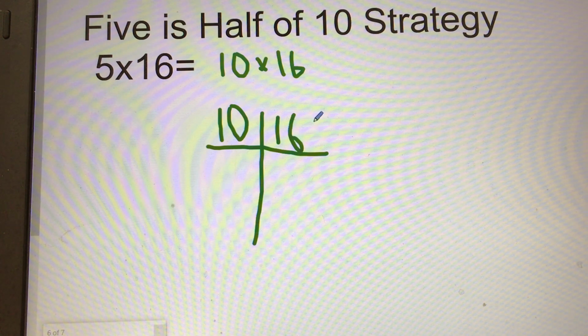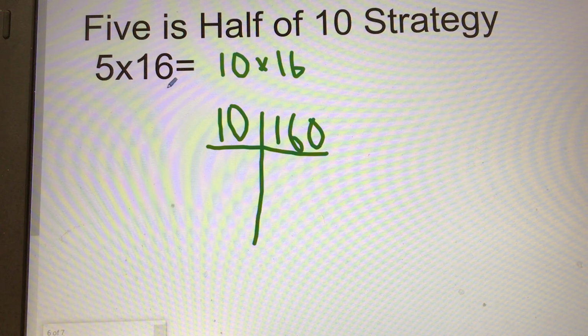160. We like this problem because 10 has a 0 in it. We could quickly use our zeros trick by pretending that 0 is not there. 1 times 16 is 16, and placing that 0 back on the end. So we have 10 times 16 is 160.